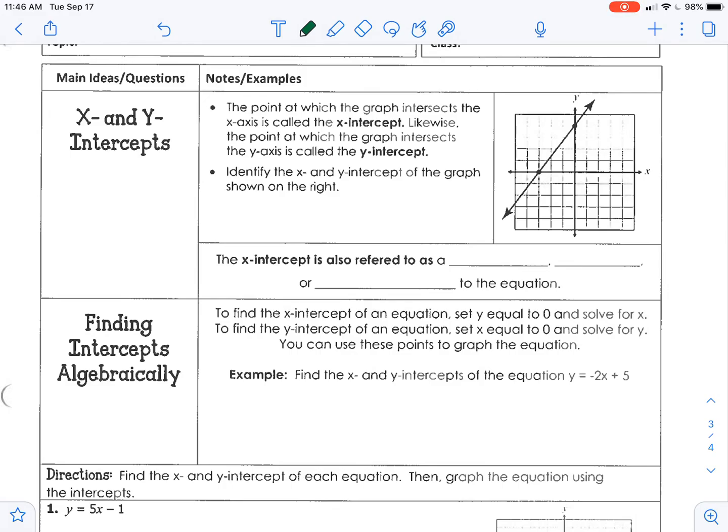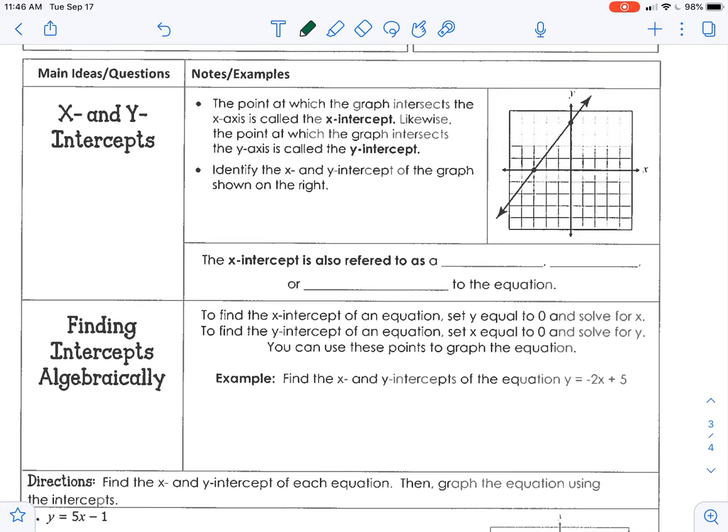So on your graph, the point at which the graph intersects the x-axis is your x-intercept. And again, I wanted to point out it says the point at which. It does not say the number, it says the point. Likewise, the point where the graph intersects the y-axis is called the y-intercept. So we're going to identify the x and the y-intercepts on the graph.